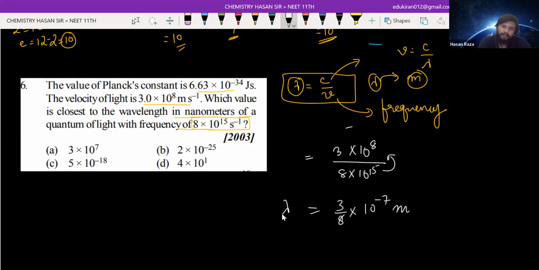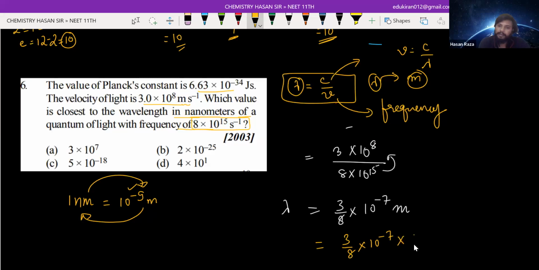Now, this is the value of lambda, but we need to convert this into nanometer. So you know that 1 nanometer equals 10 raised to the power minus 9 meter. From here to here, it is minus 9. So from here to here, what it will be? 3 by 8 into 10 raised to the power minus 7 into 10 raised to the power 9. Simple. Are you getting my point? From lower unit to greater unit, minus power. So from greater to lower, it will be plus power, plus 9. So when you solve it, you will be getting 10 raised to the power plus 2.